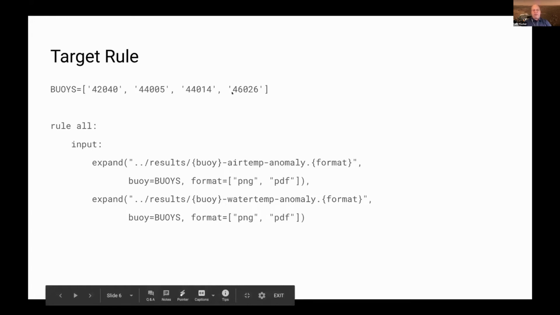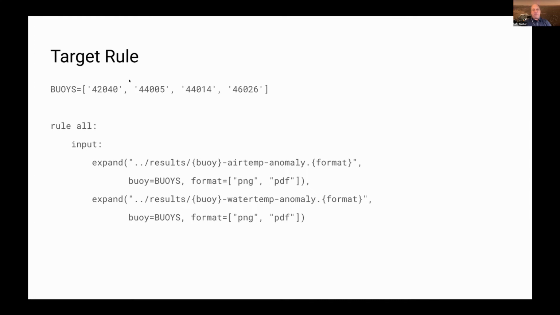So you can intermix Python code. You can have functions, whatever you want in your makefile. So here I'm just listing the buoy names that I want to generate. Then this rule is going to use this. And this expand is just a function that's going to expand it for each buoy that we have in the list, as well as each of the 2 formats.